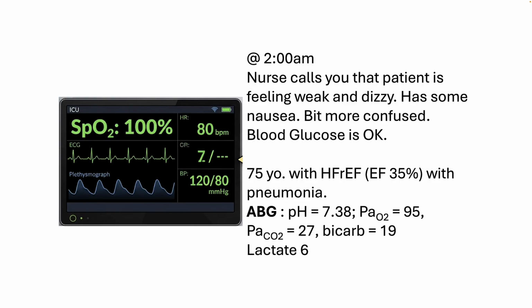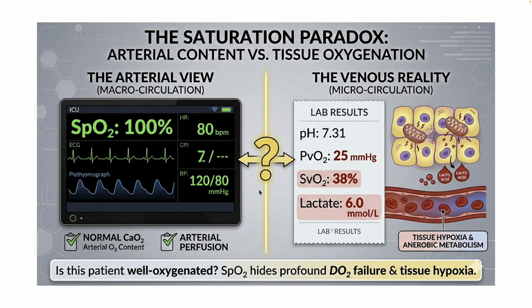His SpO2 is 100%, his vitals otherwise look okay. You notice that this is a 75-year-old with heart failure patient with pneumonia. His blood gas shows lactate of 6. Patient is transferred to the ICU, a central line is placed, and his SpO2 comes out to be around 40%.